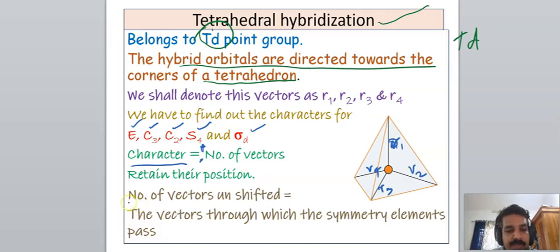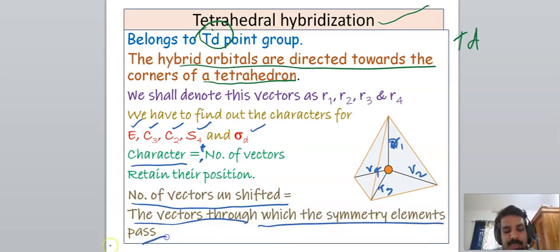And the number of vectors that retain their position, or are unshifted, is equal to the number of vectors through which the symmetry elements pass. Okay, first point: character is equal to the number of vectors unshifted. In this case, we are taking only vectors, so we need not worry about the sign.